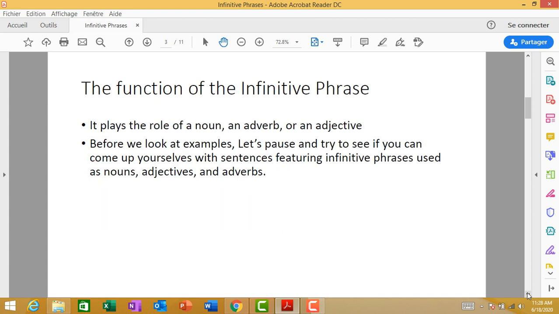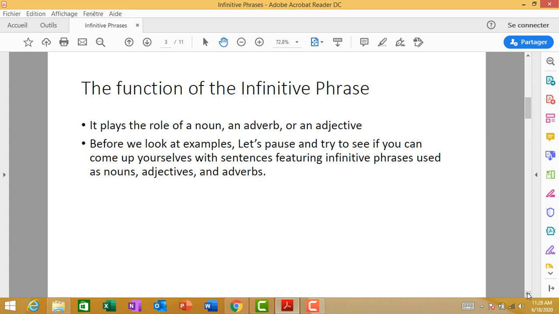Now, the function of the infinitive phrase. It can be a noun. It can play the role of a noun. That means it's nominal. It can play a role of an adverb. That means it's adverbial, or it can be an adjective. That means it plays the role of an adjective.